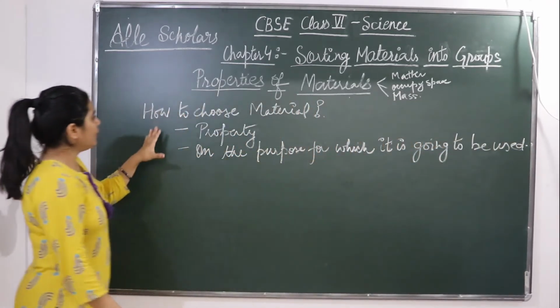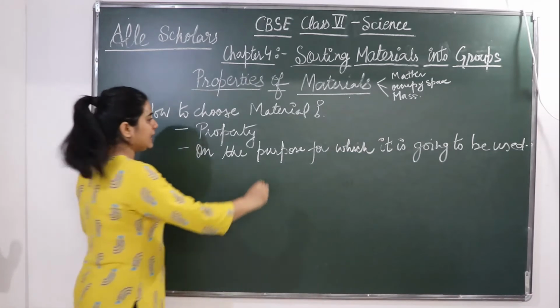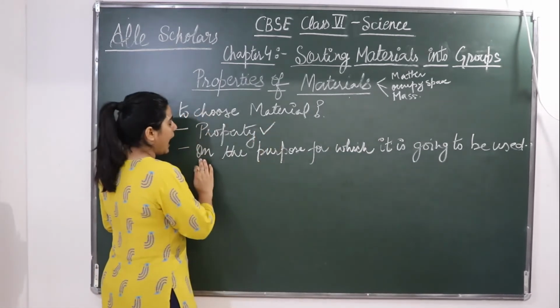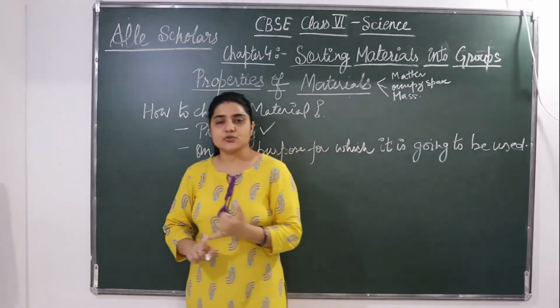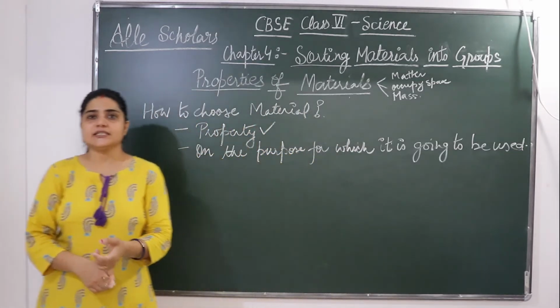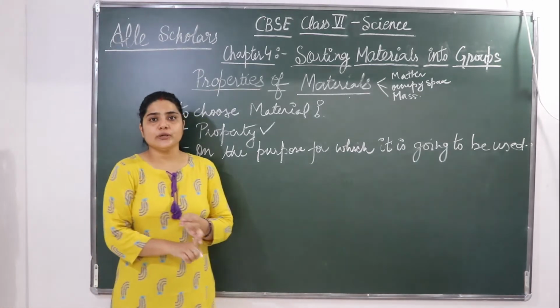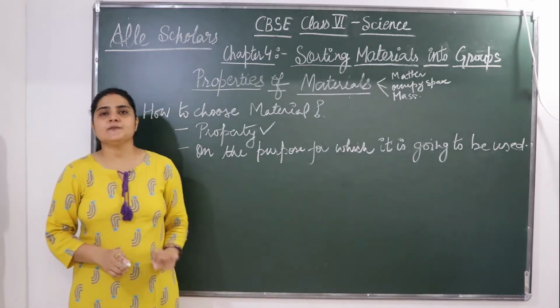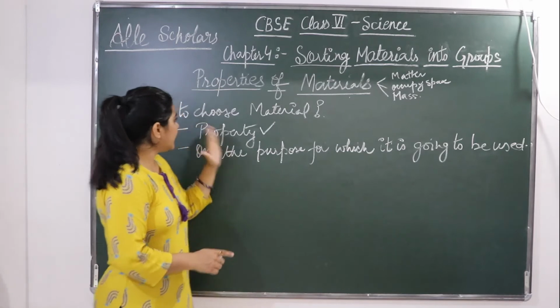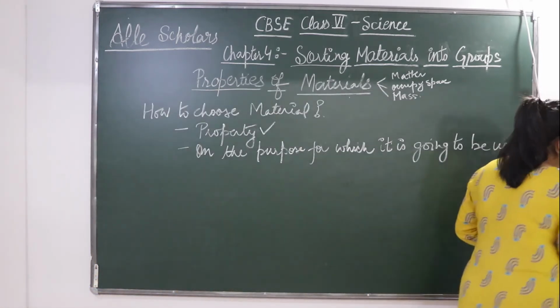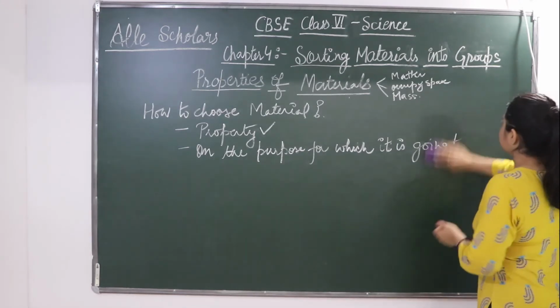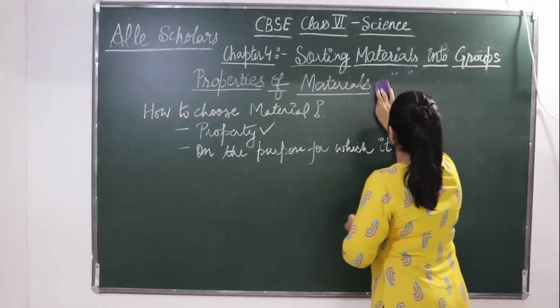Okay, so we choose material depending upon its property and depending on the purpose for which it is going to be used, whether it is going to be used as a utensil for cooking or whether it is going to be used to keep some liquids. Okay, so like this we choose materials. Now we shall see some of the properties, how these materials can be classified.